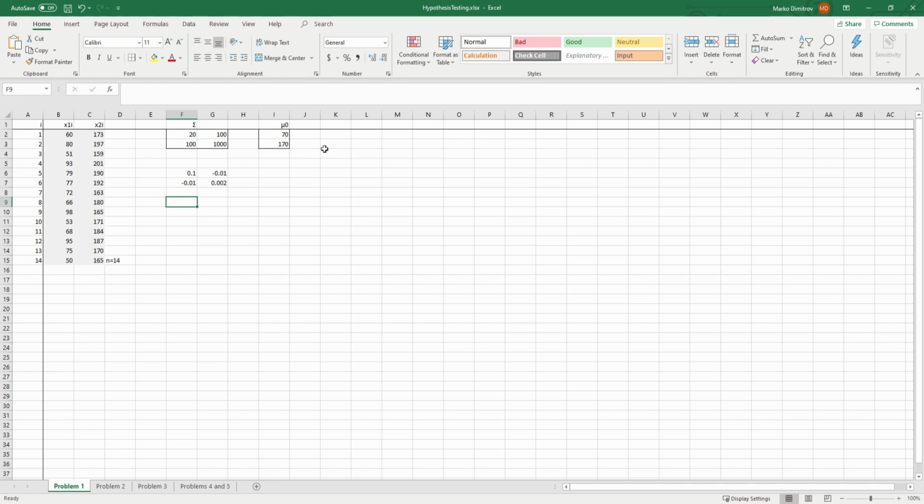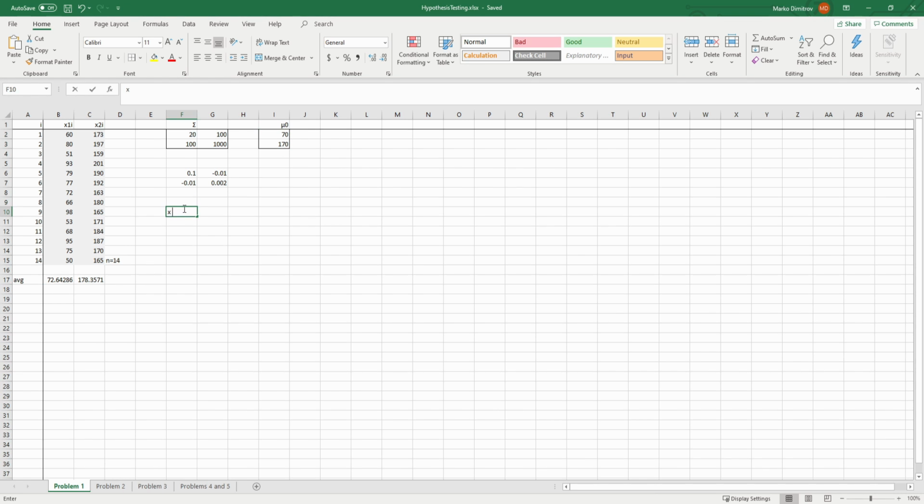Then we need our estimate of the means, so our averages. Average of the first, so this is x1, and average of the second one. Our number of observations is 14. Okay, we need this but transposed, because we need to substitute this vector. So this is our x bar transposed from this one.